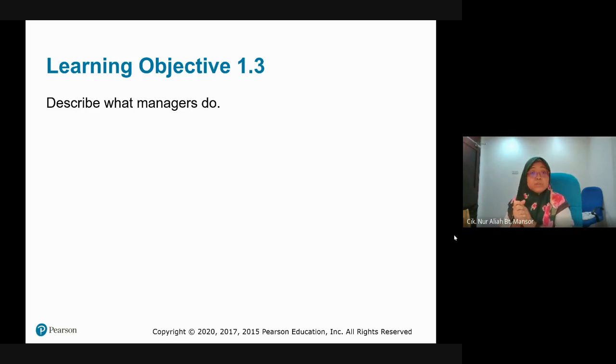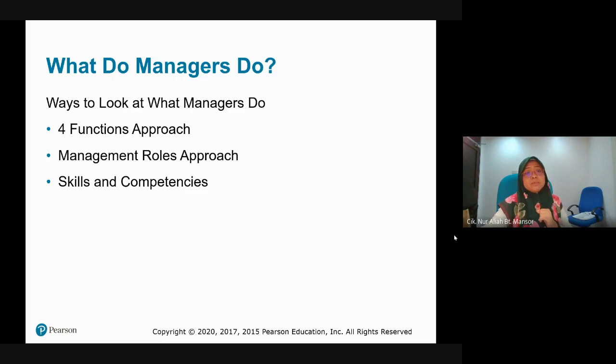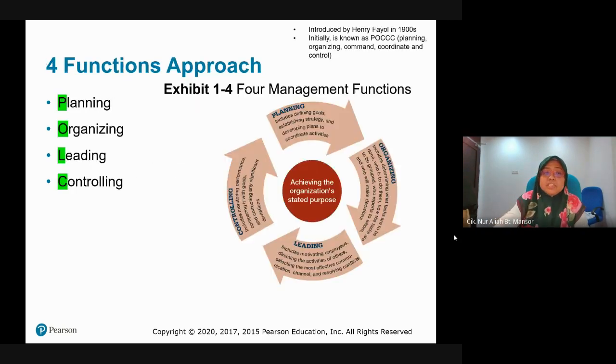Okay. So the third one, what is managers do? Okay, so apa yang kita nak tengok what managers do, meaning managers punya responsibility. So kita ada 3 elemen, okay, function, approach and also skill yang diperlukan sebagai manager. Skills that are needed to be managers.